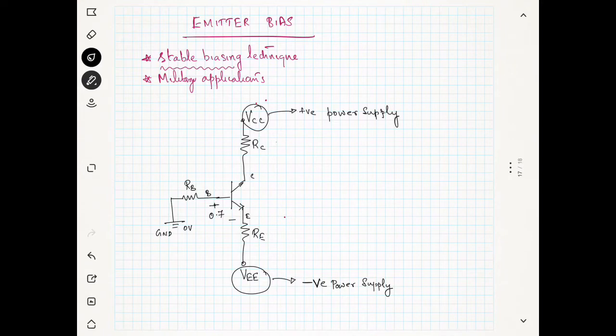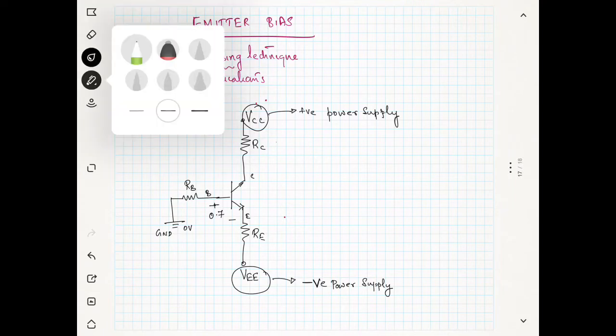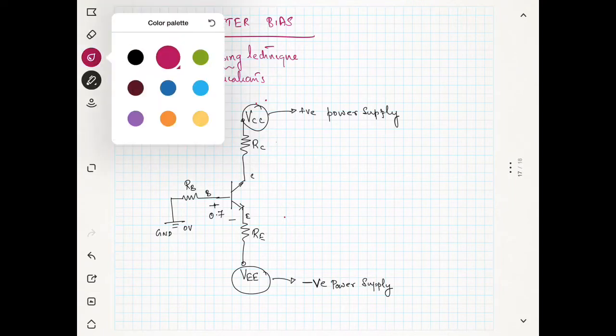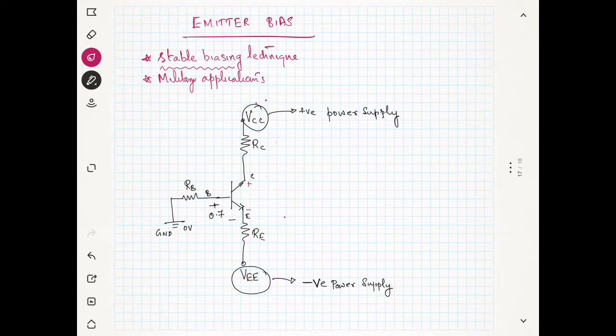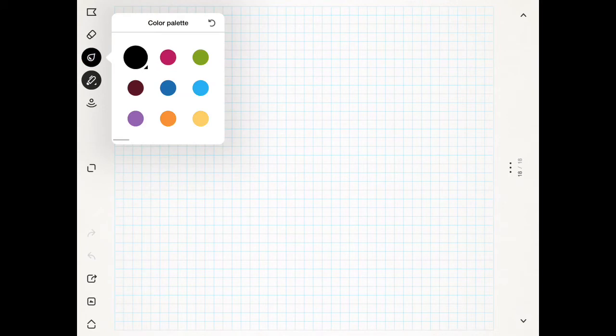We will now perform some analysis to find the voltage VCE and the current IC. This is the collector, this is the emitter. The voltage between the collector and the emitter is known as VCE, and the current going into the collector is known as IC, and the current going into the base we will call IB. Now we will see how to analyze the circuit.